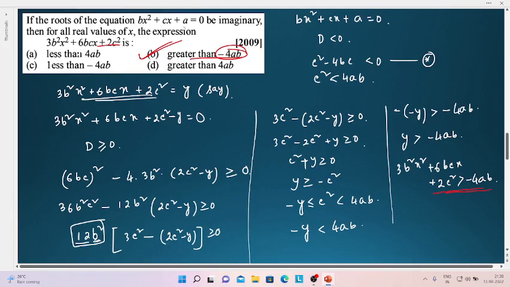Basically I found the relation from the discriminant of this equation, since the roots are imaginary. So I got c square less than 4ab, and after that I took that particular expression as another variable, y, and calculated the discriminant, which is greater than or equal to 0, so that I get the relation y greater than minus 4ab. Then I get the relation that the particular expression is greater than minus 4ab, right?